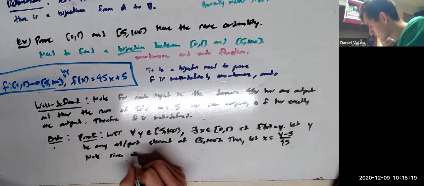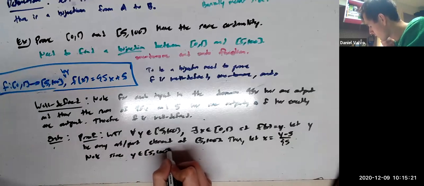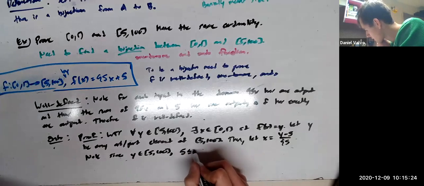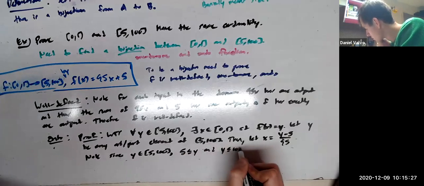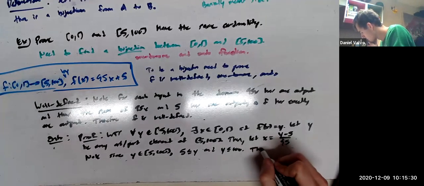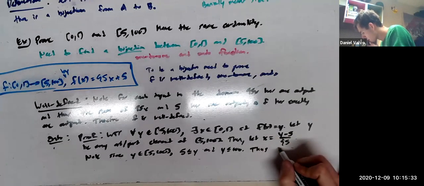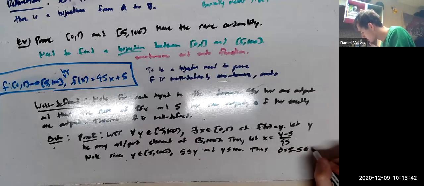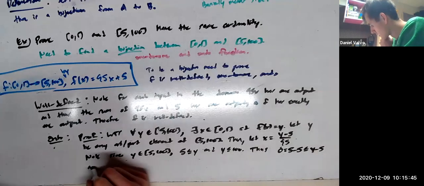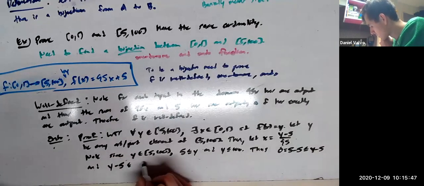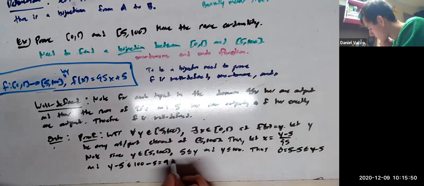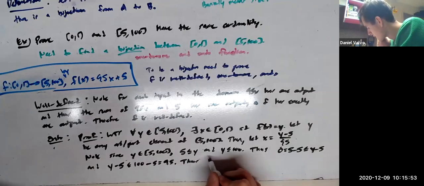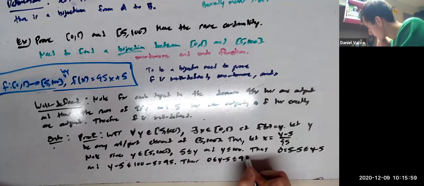Note, since y is in [5, 100], 5 is less than or equal to y, and y is less than or equal to 100. Thus, we subtract 5 from both sides here. 0, which equals 5 minus 5, is less than or equal to y minus 5. And y minus 5 is less than or equal to 100 minus 5, which equals 95. Thus, 0 is less than or equal to y minus 5, which is less than or equal to 95.